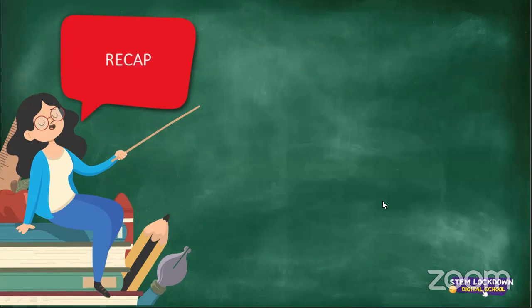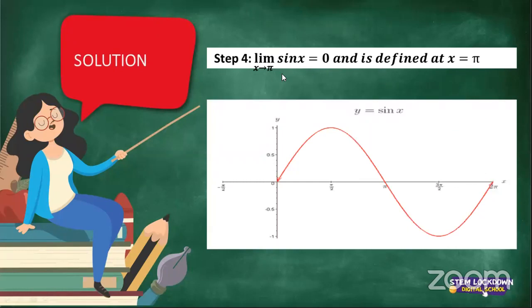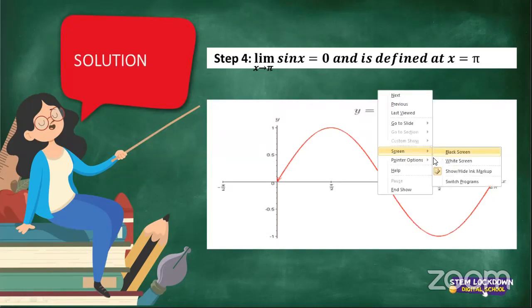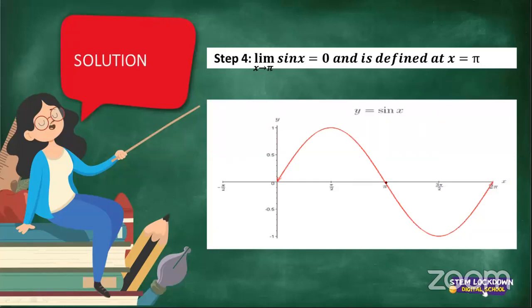So in conclusion, we can say that the limit of sin x as x approaches pi equals 0 and is defined at x equal to pi. It is defined because when we substitute the value of pi in this function, we get an answer. And how we represent defined is by showing a solid circle. Let me show you. So this point where your limit was approaching, you will represent it with a solid circle.